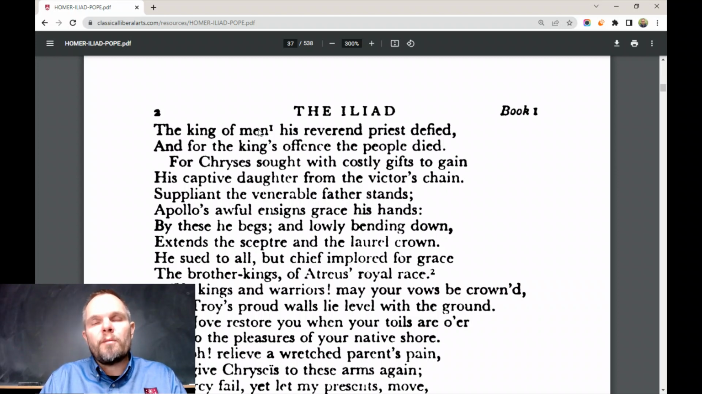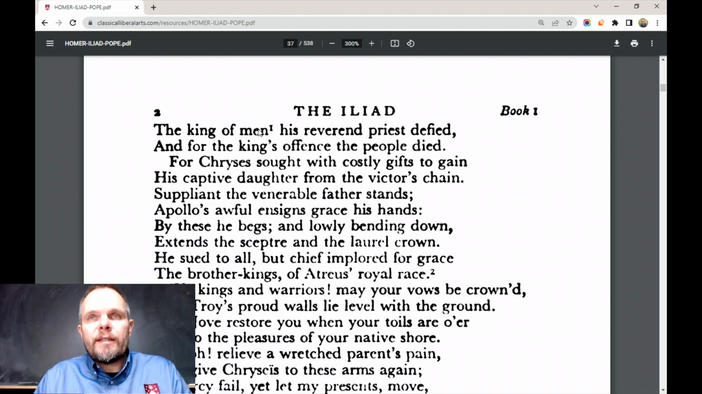And for the king's offense, the people died. So Agamemnon committed some evil. He defied the reverend, or the priest who is to be revered and honored, of Apollo. And because of Agamemnon's disrespect to Apollo's priest, Apollo was angered and unleashed a plague upon the Greeks. And we'll see that that relates to an argument that broke out between Agamemnon and Achilles.